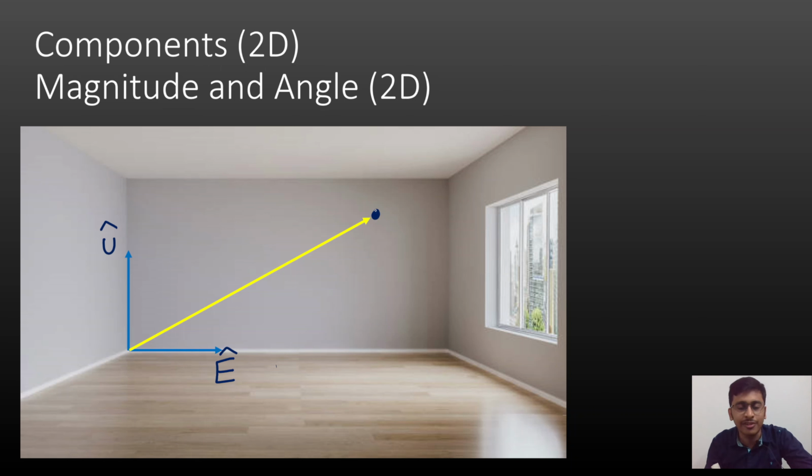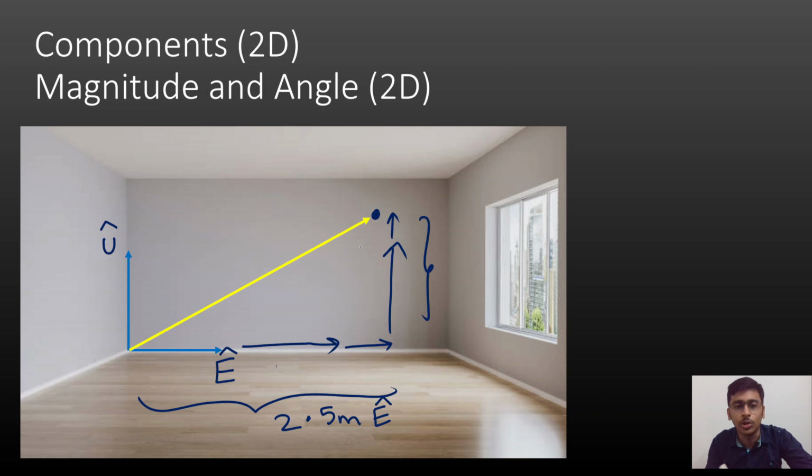So where is this fly sitting? I think I have to go 1 meter east, then 2 meters east, and maybe 2.5 meters east. So I have to go 2.5 meters east, e cap, and then I have to go, let's say, 1 meter north, then 0.5 meter north. So maybe I have to go not north, but up. So I have to go 1.5 u cap.